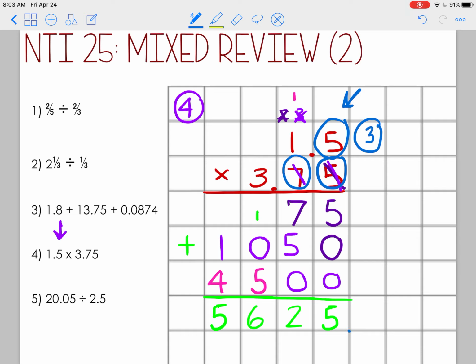So I'm going to start all the way to the right, and I'm going to move it 1, 2, 3 times. So our final answer is 5.625.